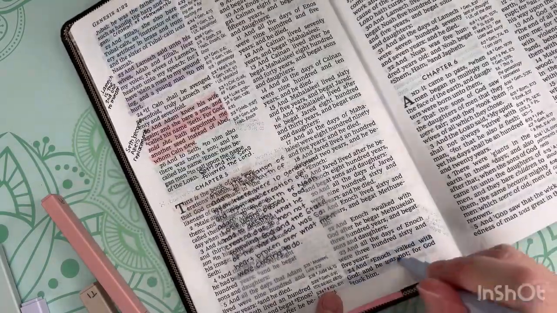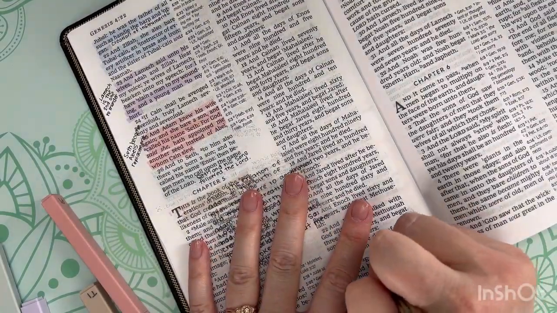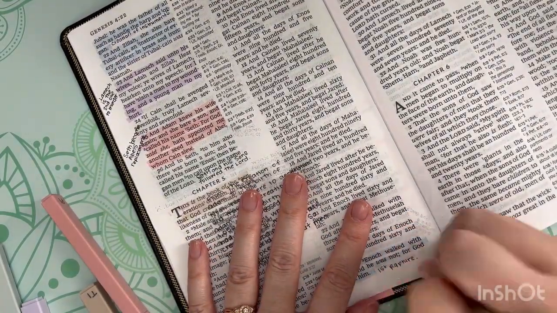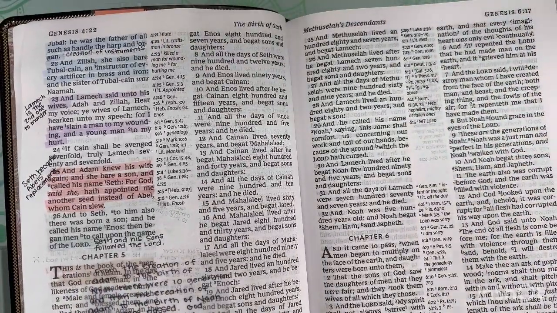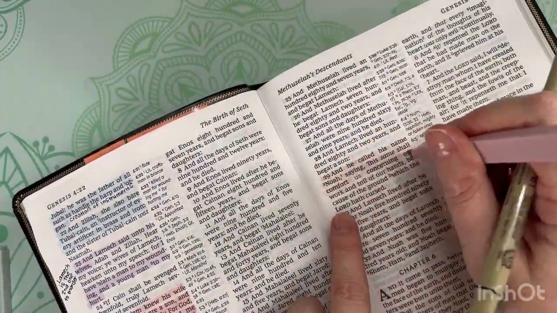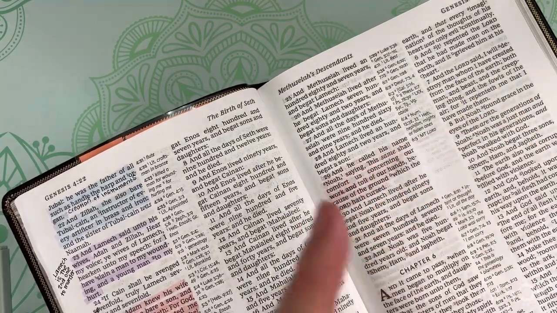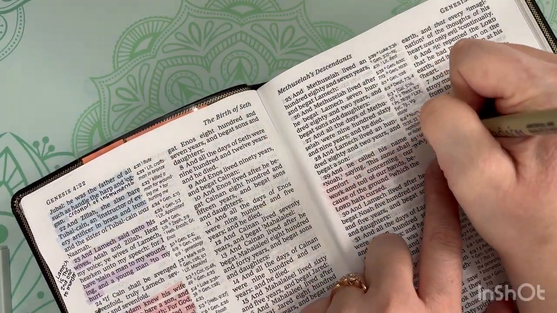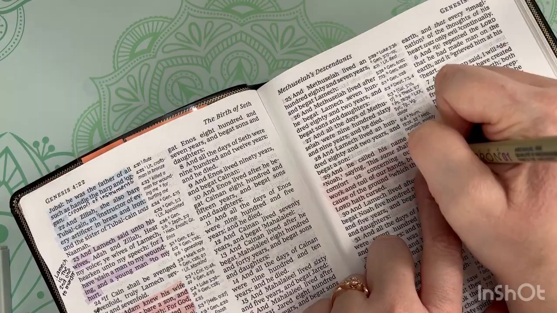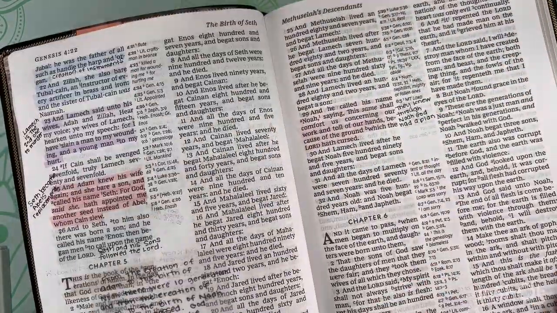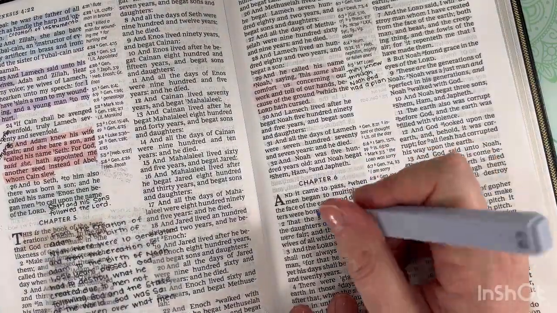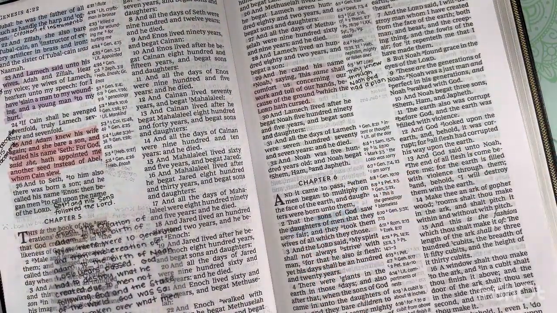In chapter 5, at verse 24, I highlighted that and I wrote a note that says the first rapture of Enoch. I highlighted chapter 5 at verse 29 and I wrote a note that says they knew through Noah God had a plan, because remember they walked with God. Noah's family walked with God.